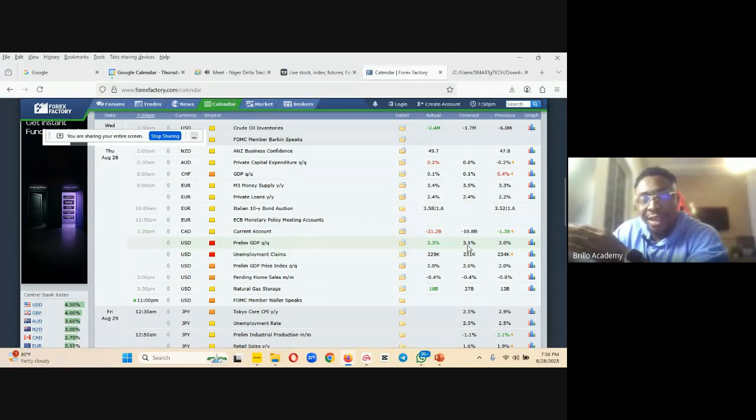The one for USD, the forecast was 3.1%. And as of when the news came out, it was 3.3. So the actual is bigger than the forecast. So this news is good for the USD pair. As of the time of the news, which is 1:30 p.m., USD was doing well.